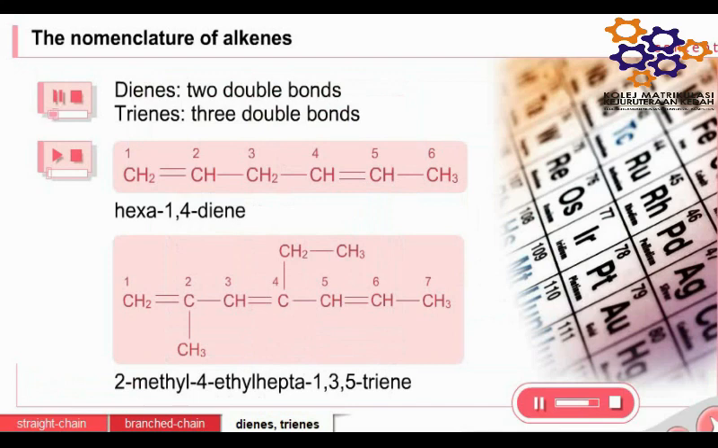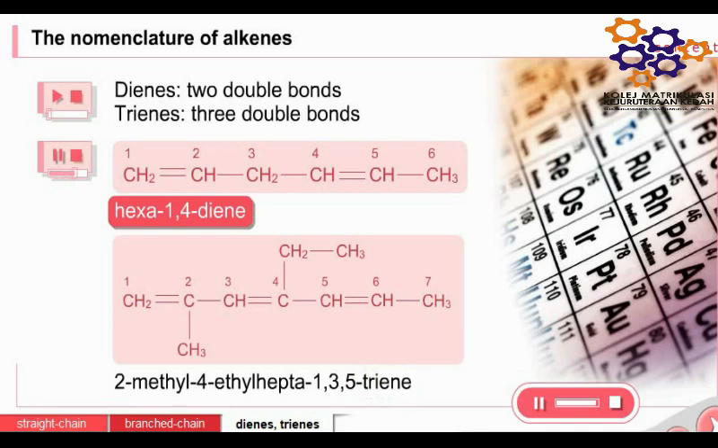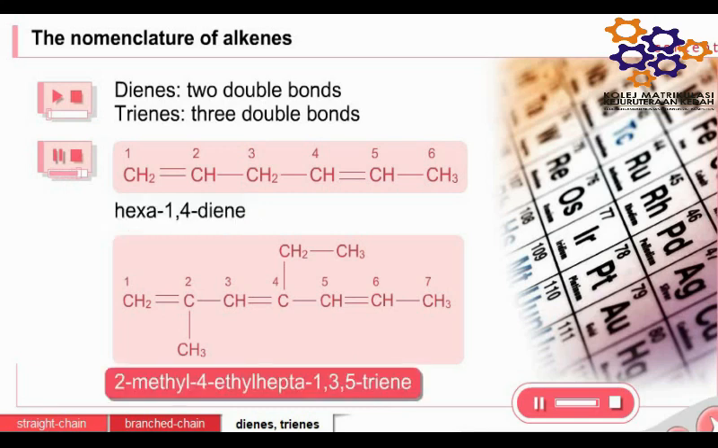Hydrocarbons containing 2 double bonds are called dienes, and those with 3 double bonds are trienes. They are named by indicating the position of the double bonds and inserting di or tri, respectively, before the -ene suffix. The examples shown on the screen are hexa-1,4-diene and 2-methyl-4-ethyl-hepta-1,3,5-triene.